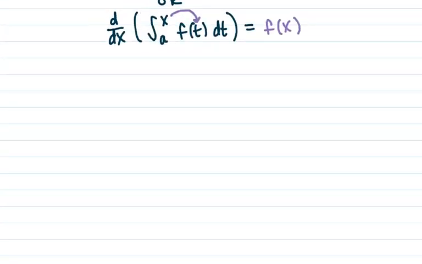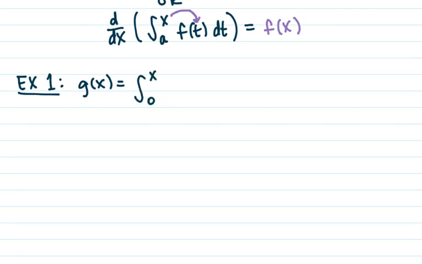Okay, we'll keep this right here where we can see it. So example 1 is g of x equals the integral from 0 to x of 1 over t squared plus 1 dt, and they want you to find g prime of x.